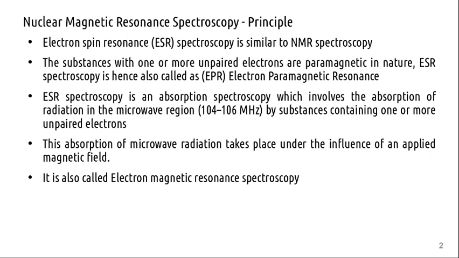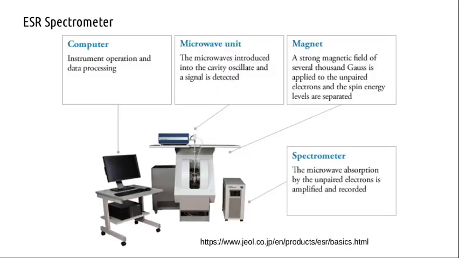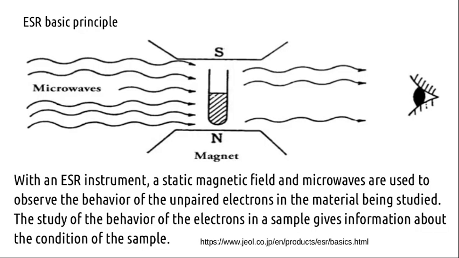The sample, which is placed in a magnetic field, is subjected to microwave radiation, and the sample will absorb a portion of this microwave radiation, and we observe the absorbance spectrum. It's a similar spectroscopic arrangement as we commonly have, except that we are using microwave radiation instead of light. This is the setup for the ESR spectrometer, and we observe the unpaired electrons.